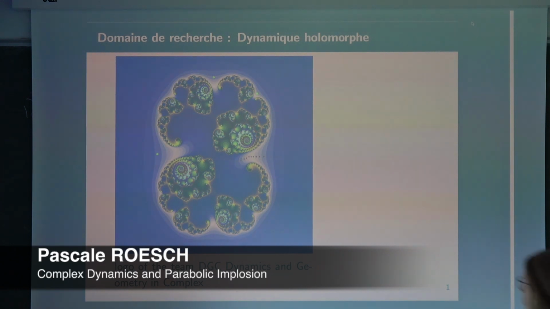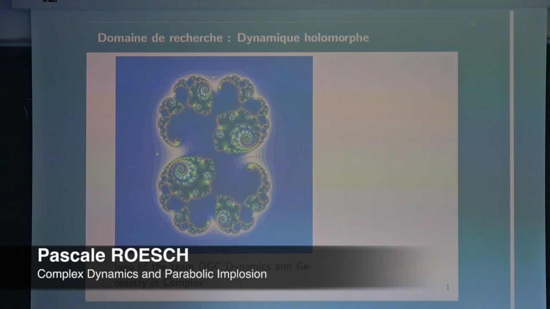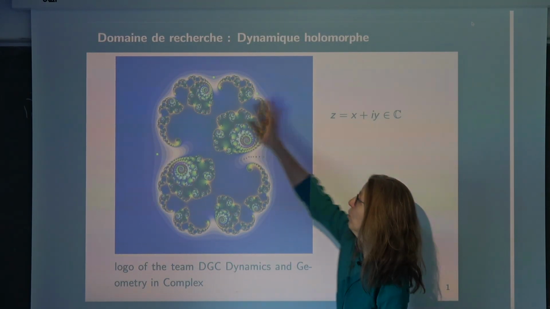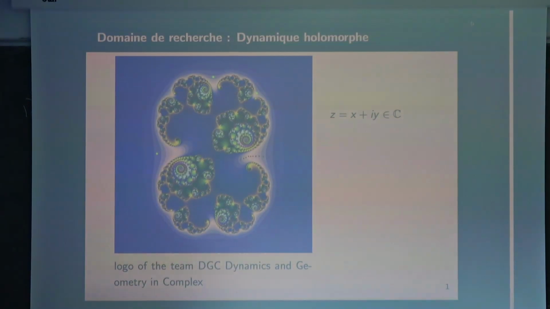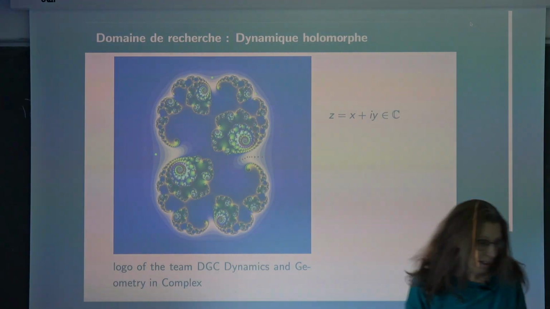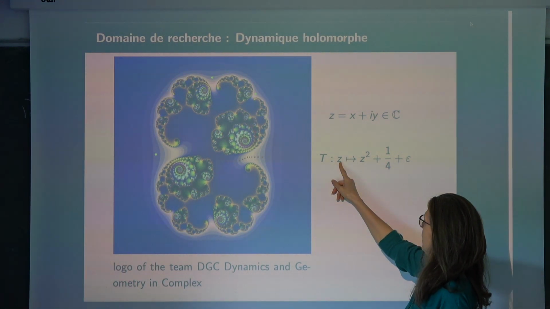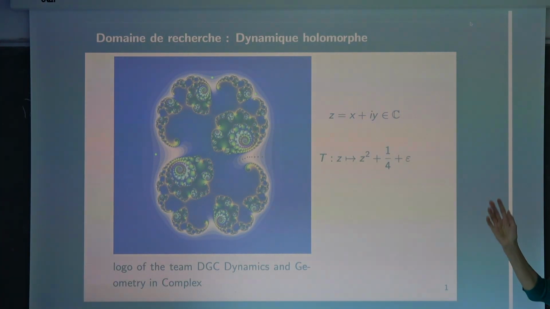I added some dots that you will not see if you go on the website of this team. And what does this picture represent? You take a point in the complex plane, with x and i y. This is a point x plus iy that I write z, a complex number. And I take the transformation T, which maps z to z squared plus 1/4 plus epsilon. Epsilon is also a complex number.